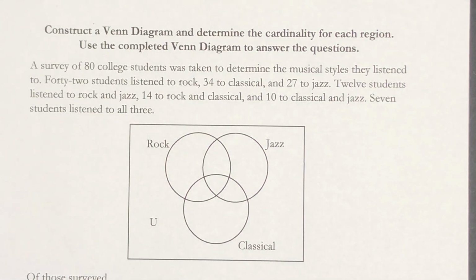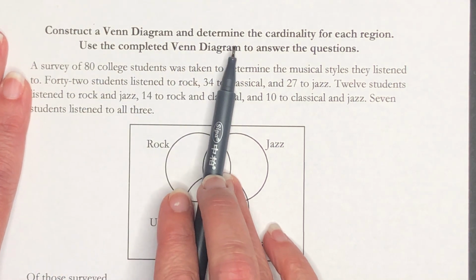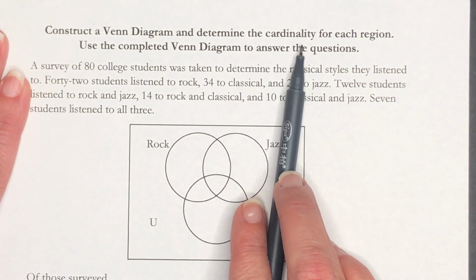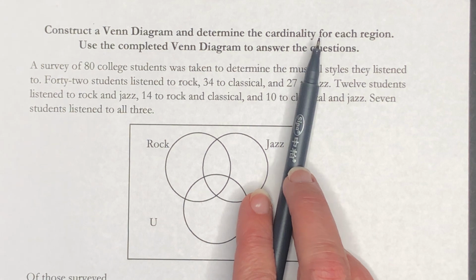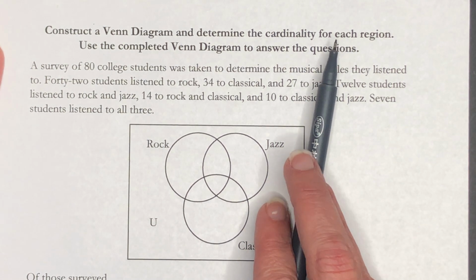This is part 4 of section 2.4. This is the survey portion of this section. So we're going to be asked to construct a Venn diagram that talks about the cardinality of each region. So we're looking for how many elements there are in each region, not necessarily what the elements are.